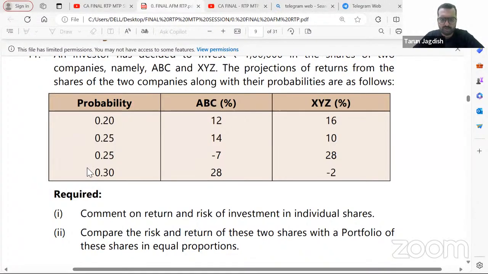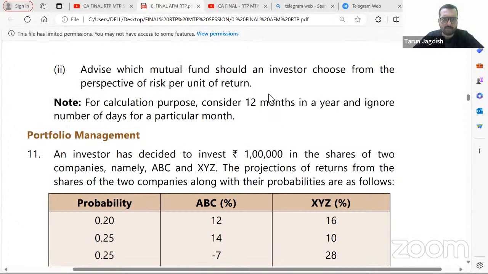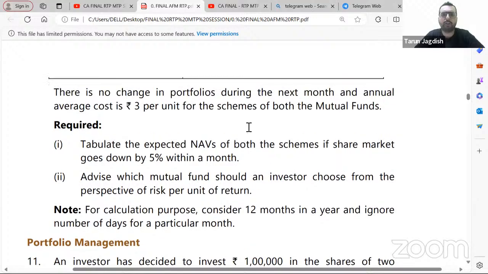Sir, there is a second part for the mutual fund question. I'm sorry, is there one more part left? Advise which mutual fund should an investor choose from a perspective of risk per unit of return.